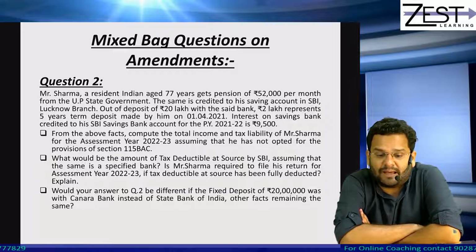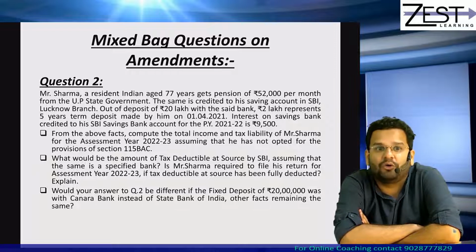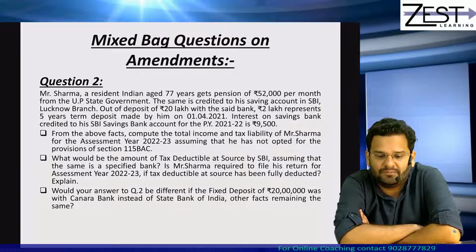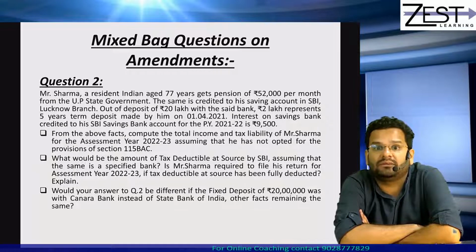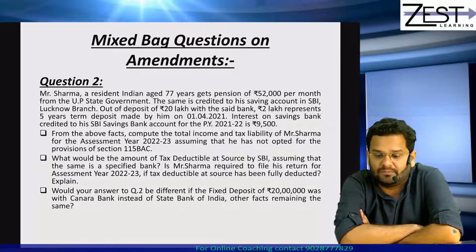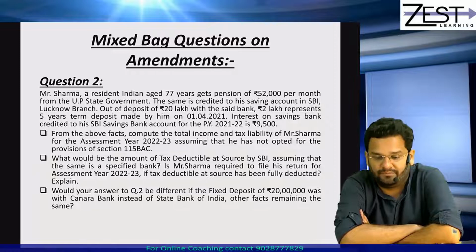Interest on savings bank credited by SBI for the year is 9,500. तो एक तो समझ में आ गया, बहुत चीजें अप्लाई करनी पड़ेगी यहाँ पे. From the above facts, compute total income and tax liability of Mr. Sharma for the AY 22-23. Getting it? Assuming he has not opted for provisions of 115BAC.